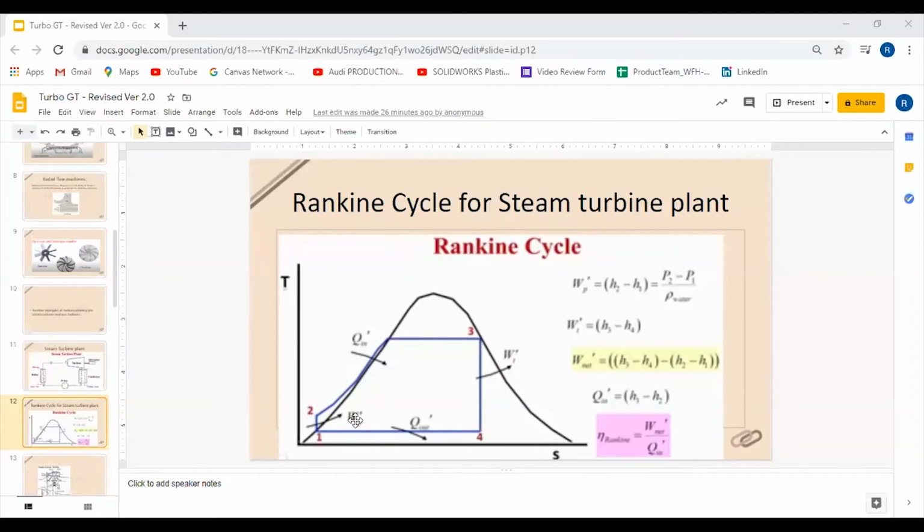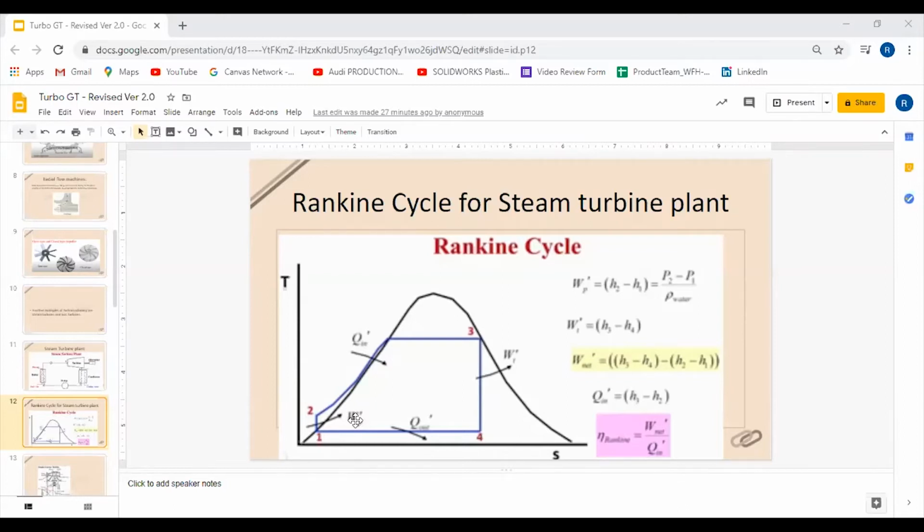Basically the complete cycle efficiency is the net work output by the cycle divided by the heat supplied to the system. If you look at the formulas on the right side, and you have basic thermodynamics and physics knowledge, you will know these formulas. The net work done in the cycle is the pump work and the turbine work.